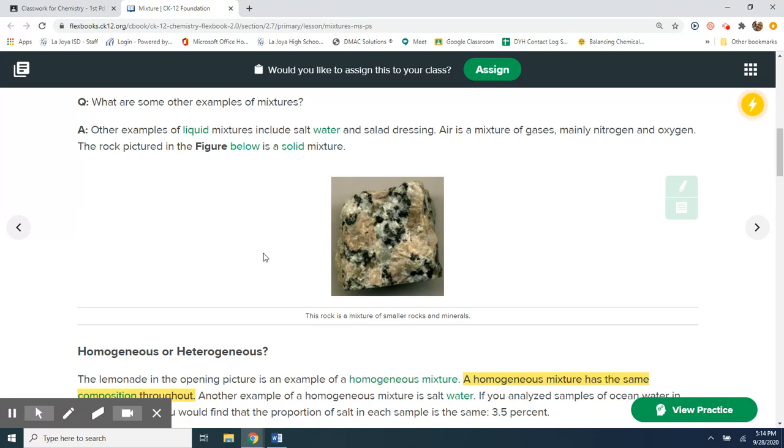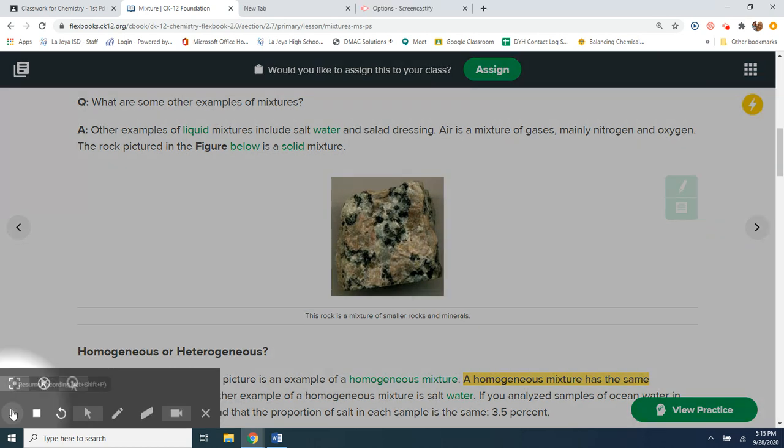What are some other examples of mixtures? Other examples of liquid mixtures can be salad dressing and salt water. If you are looking for examples in the form of a gas, well, the air inside of your room is mainly nitrogen and oxygen. You got some carbon dioxide in there and probably some other type of gases. If you're looking for a solid example of a mixture, you can take into account granite. Granite is usually made up of a wide variety of minerals, just like you see in this picture. This is an example of a rock that is a mixture of small rocks and minerals.